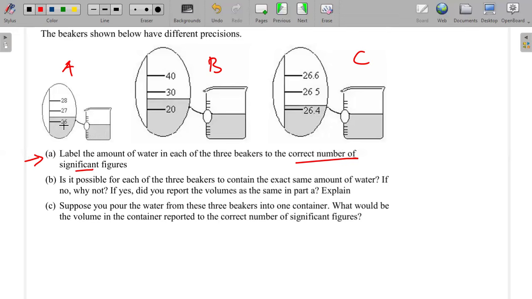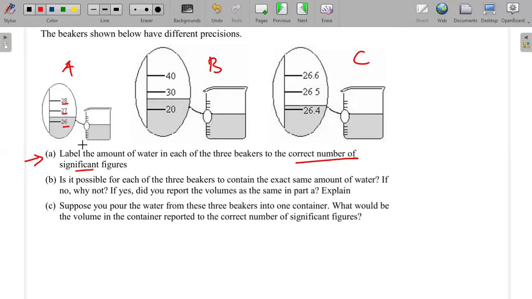You can notice that the way they calibrated this first beaker is that it's increasing in ones. So this is 26, and then it goes to 27, and then 28. So it's increasing by 1 milliliter, meaning the marks are 1 milliliter apart. And where can we see the water level? The water level is above the 26, and we can see it's almost halfway between the 26 and the 27.